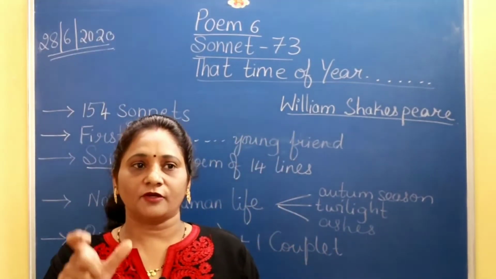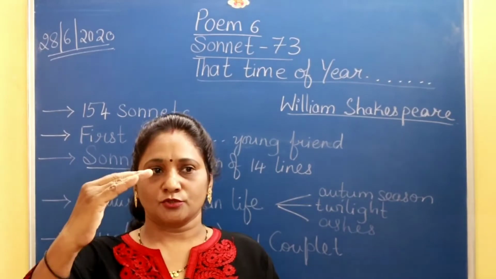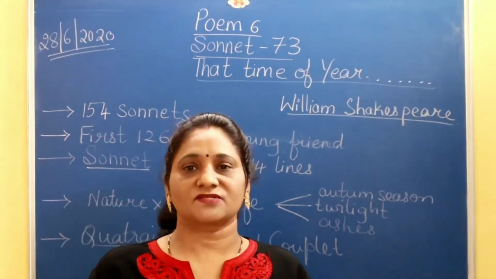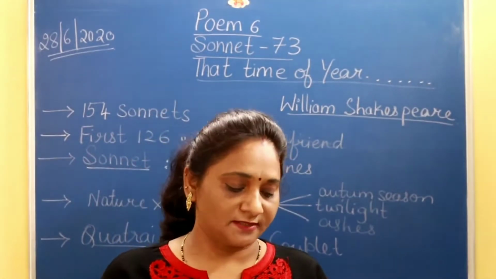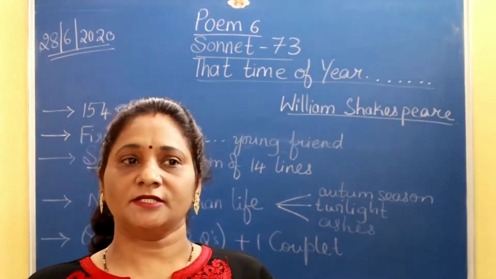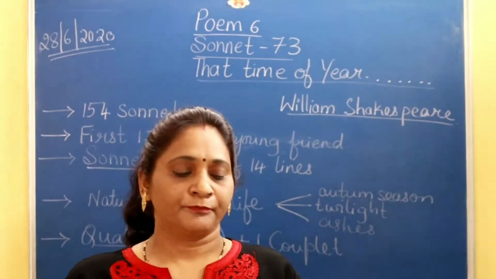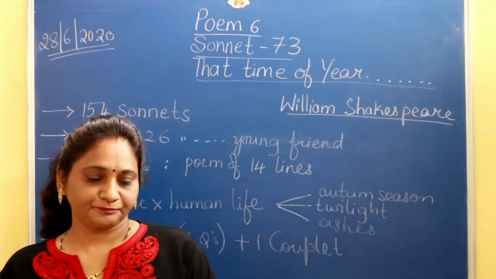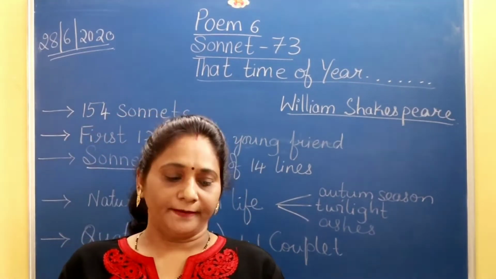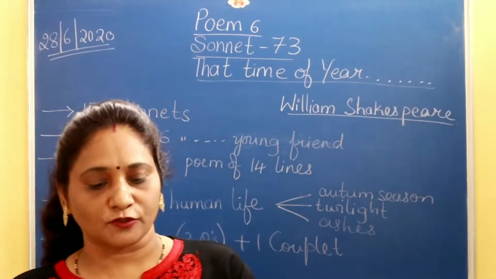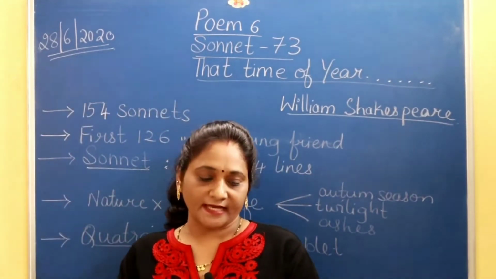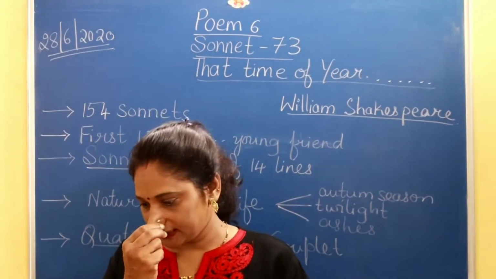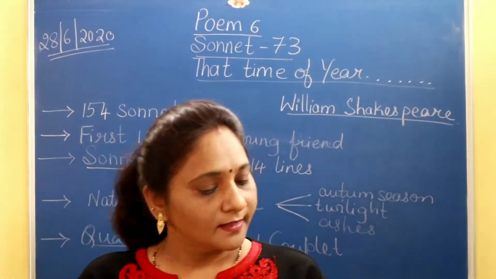Totally we have 3 quatrains and 1 couplet. So 12 plus 2 will be 14. That is why, being a 14-line poem, it is a sonnet. And because this is the 73rd sonnet, it is called Sonnet 73, That Time of Year. In this poem, the poet mentions a series of metaphors to characterize nature.